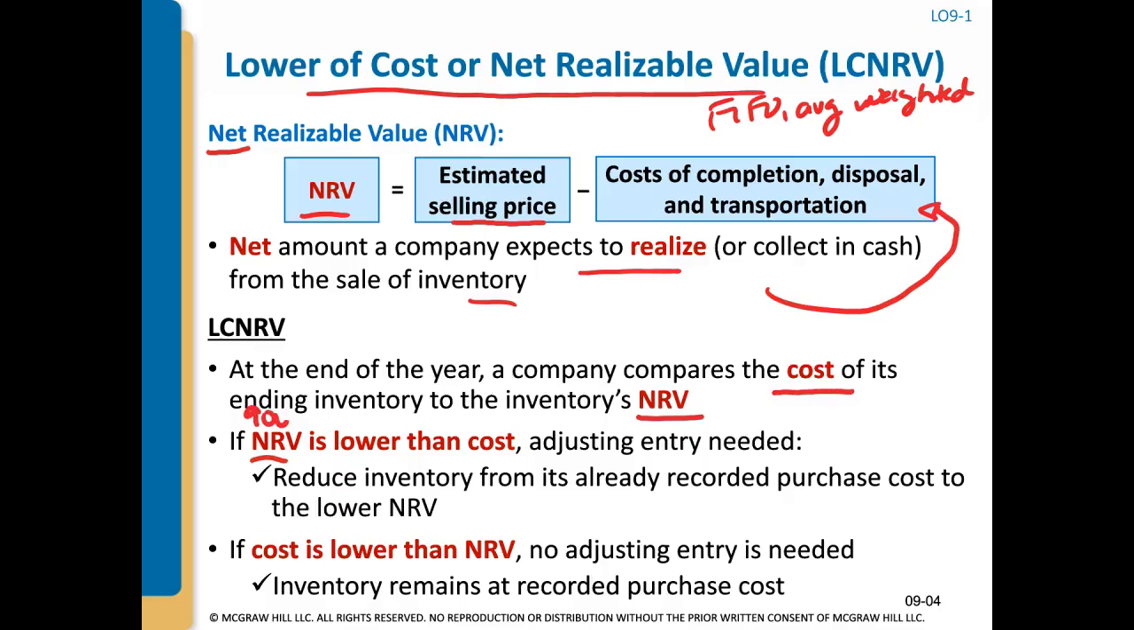If the net realizable value is 900 and your cost on your balance sheet is 1,000, then you need to reduce your inventory to the net realizable value. So our inventory would need to be reduced from 1,000 to 900. However, if your cost is lower than your net realizable value, then it's already at the lower of cost or net realizable value because it's already at the lower amount, and no adjusting entries are needed because that's already what the inventory is recorded at on your books.